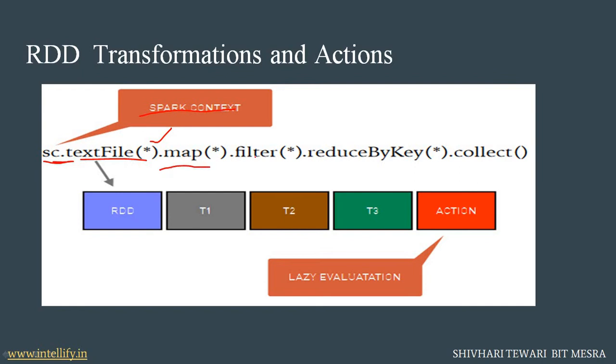Then there is map(*), then the function filter(*), then there is reduceByKey. That means we want to take our data, we want to reduce the table, and we want to remove the redundant values from the table and collect those values which are important. So this is how an RDD transforms and takes actions in a data set.